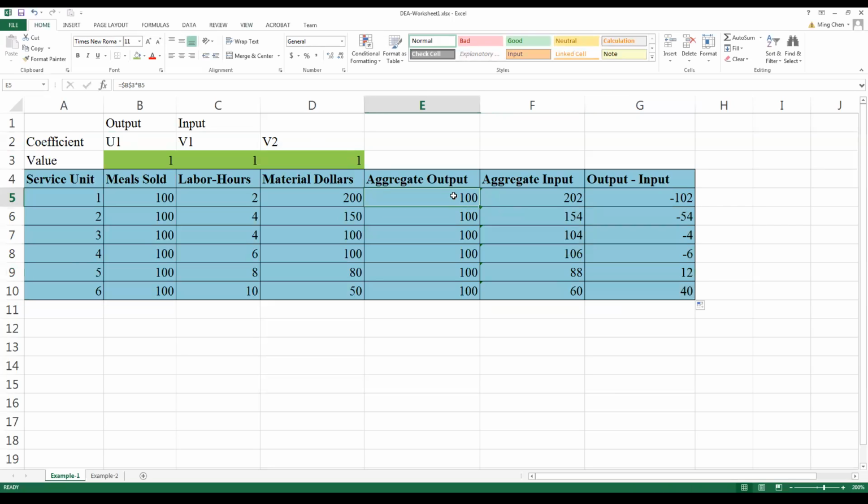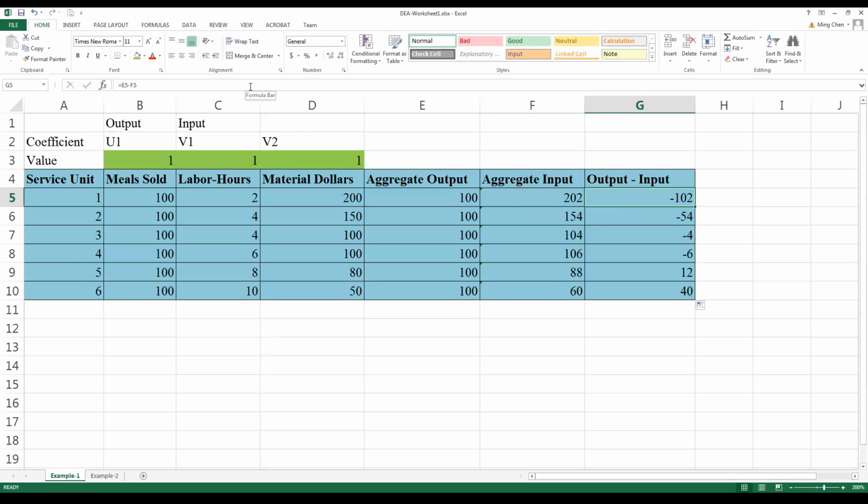Then we create a formula to calculate the aggregate output, so based on U, the combination, weighted average. Then we also need to calculate the weighted aggregate input using the values for V1 and V2. These are the coefficient values, or the weights. Then we do the difference, output minus input. That's how we fill the table. So once we have the table ready, we can go and assess the efficiency of different service units.